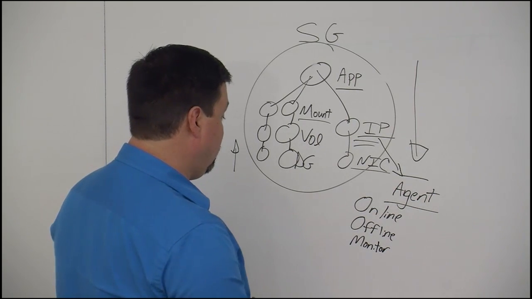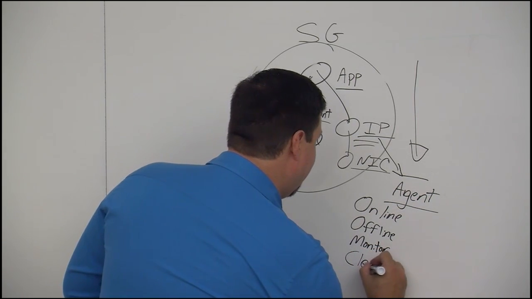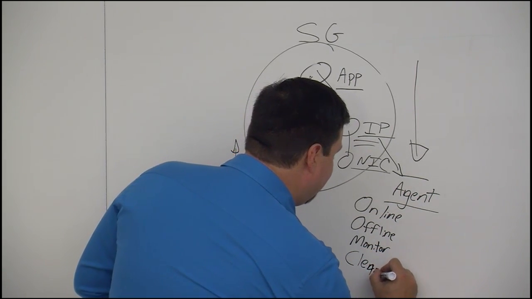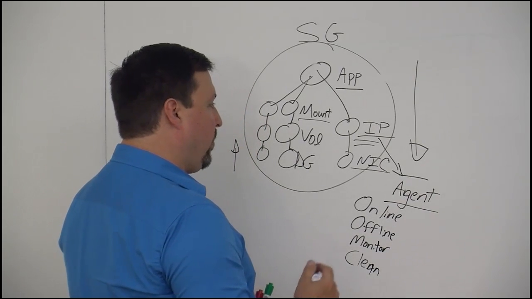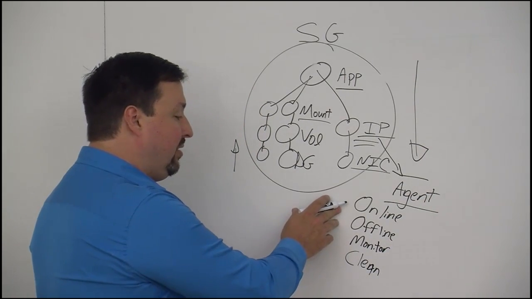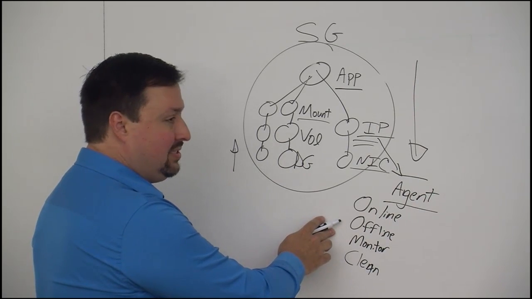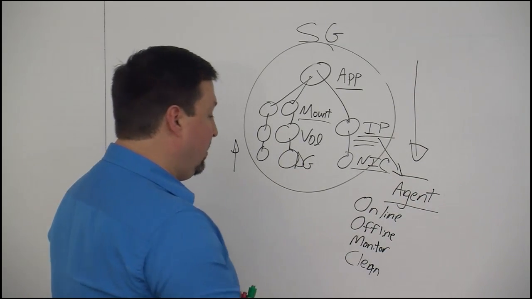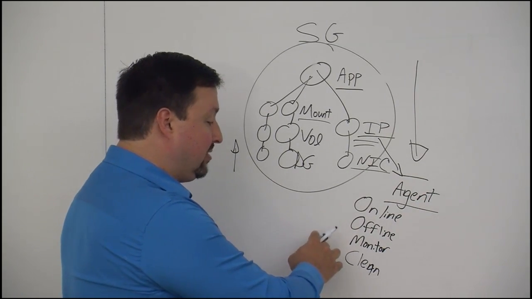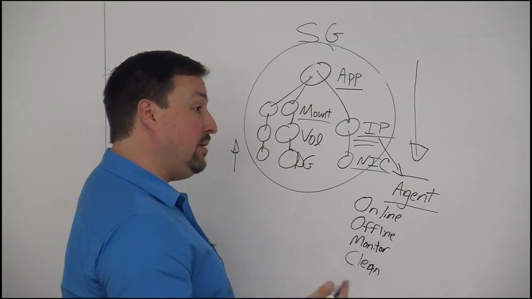Okay, and then you mentioned another one called clean. Yes, clean. And what does clean do? Clean takes action when things don't work correctly. You initiate the online, but it didn't bring the resource online. You initiate the offline, but it didn't take the resource offline. Oh, okay. It cleans up after that to ensure that you can start it again, or at least attempt to.